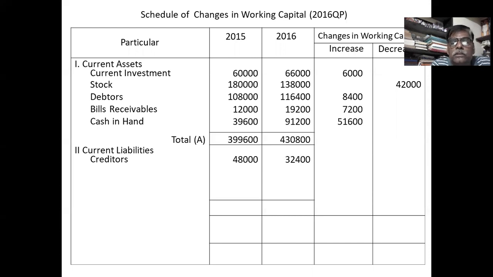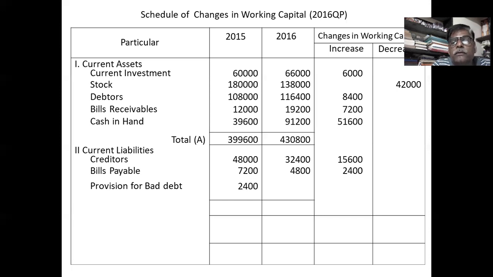Okay. Then you take the current liabilities. Creditors 48,600, 48,000. Next column 32,400. So creditors decrease is there. Decrease in the creditors comes in the increase column. Next, bills payable 7,200, 4,800. So here also there is a decrease. Decrease comes in the increase column. Next, don't take the provision for tax, because for provision for tax there is an adjustment. So you open the account.